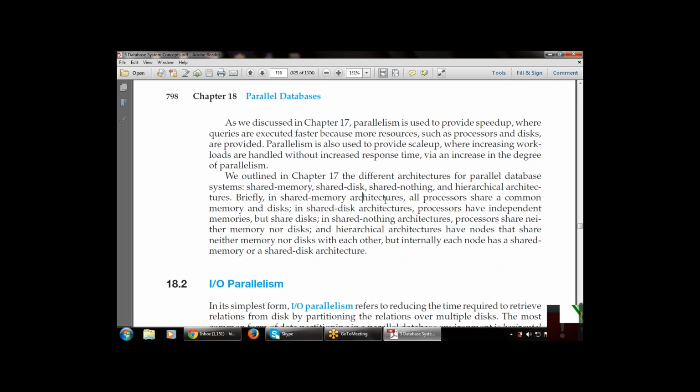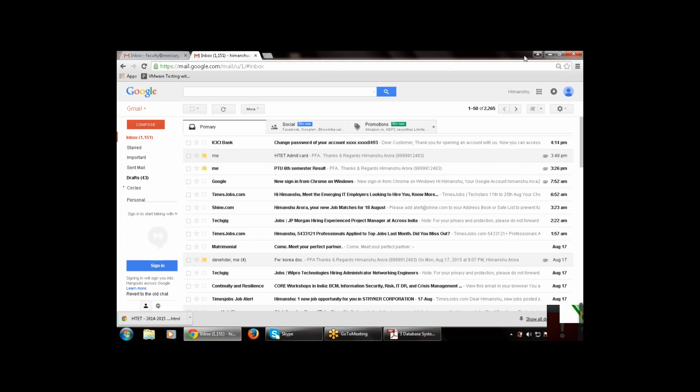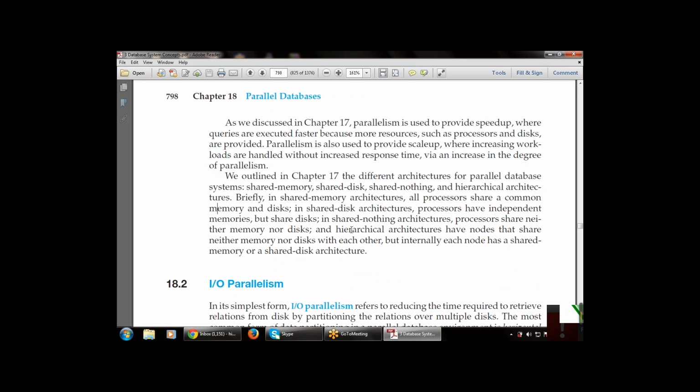Briefly, in the shared memory architecture, all the processors share a common memory. That is, every processor in the parallel processing uses the same CPU, or uses the same memory. But in the shared nothing architecture, processors share neither memory nor the disk. That is, in shared nothing, there is no sharing of either the memory or the disk.